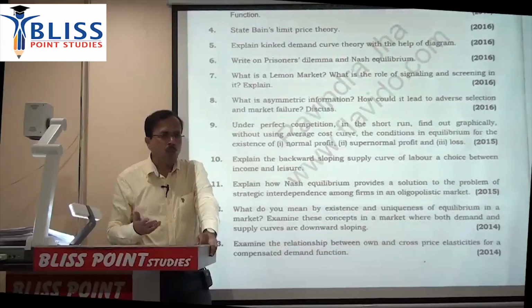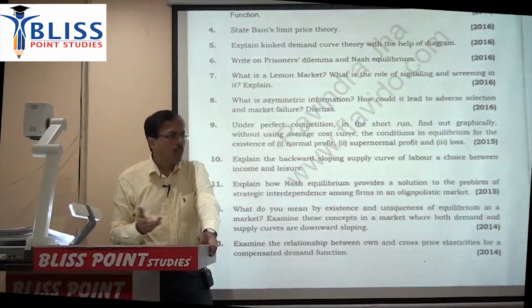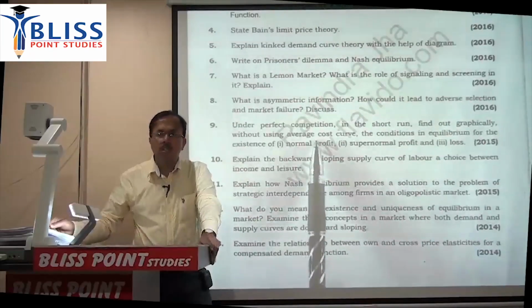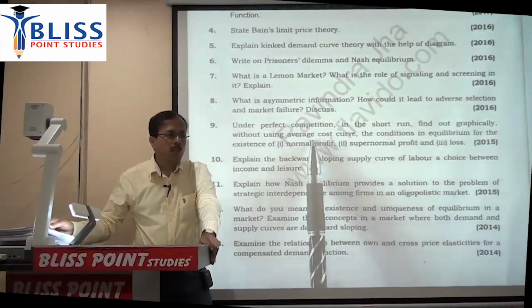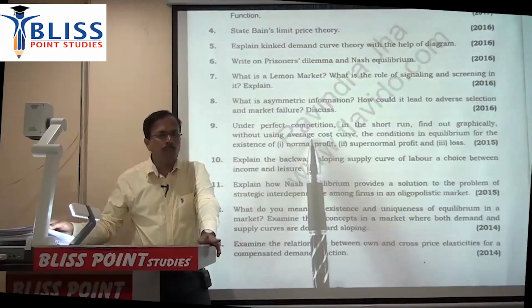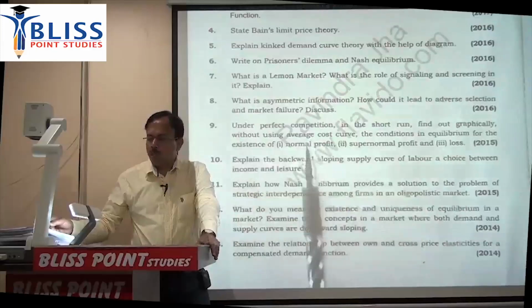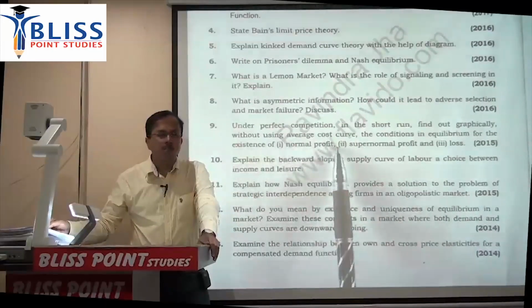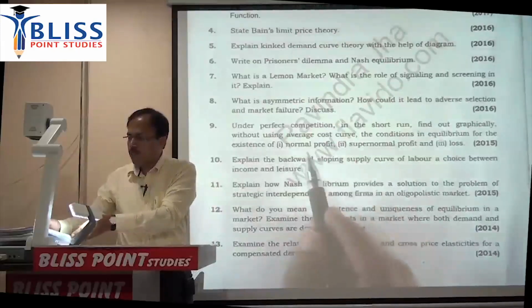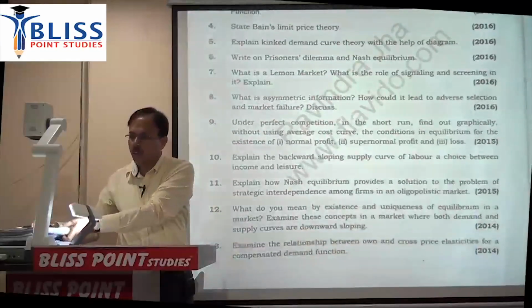When you don't have to use average cost curve, there is only one option. You can use only total revenue and total cost approach. So in this question you have to use only TR and TC approach. Although there are two different ways to explain. One is TR-TC approach, other is MR-MC approach. In MR-MC approach you can use average cost as well. But in this question you have to apply only TR and TC approach. So for normal profit, for supernormal profit and for loss.